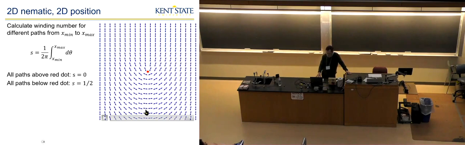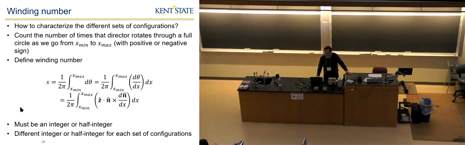Okay, so I can categorize the different configurations based on what the integer or half integer comes out to be. All right, you good so far? Okay. So let's make it a little more complicated.